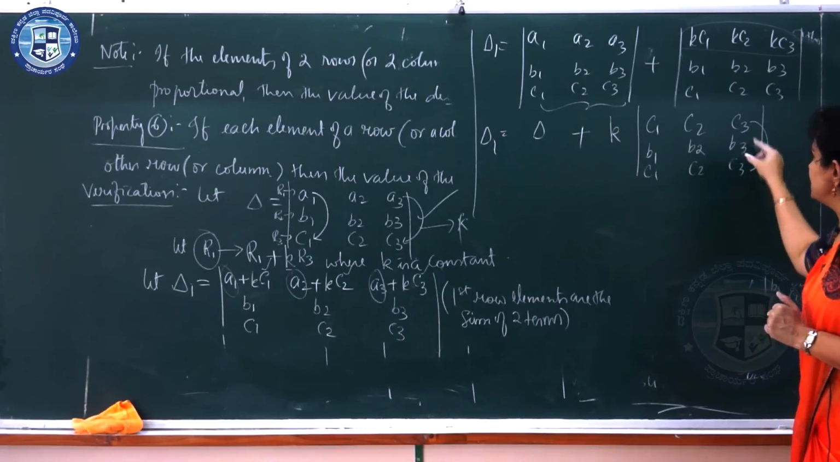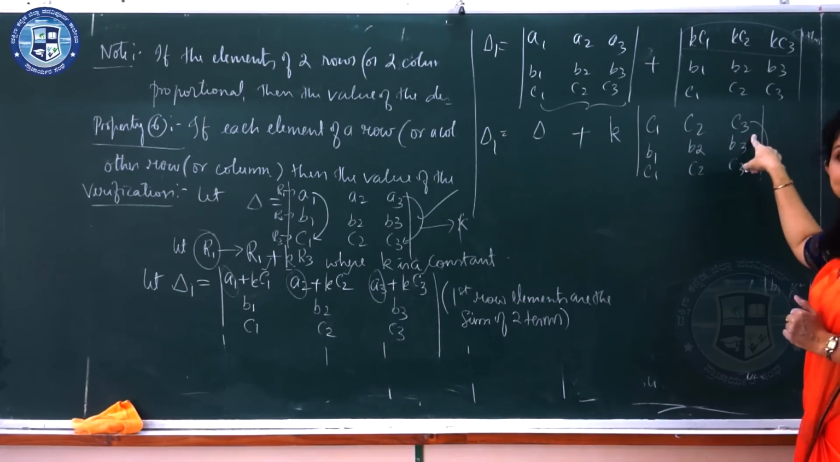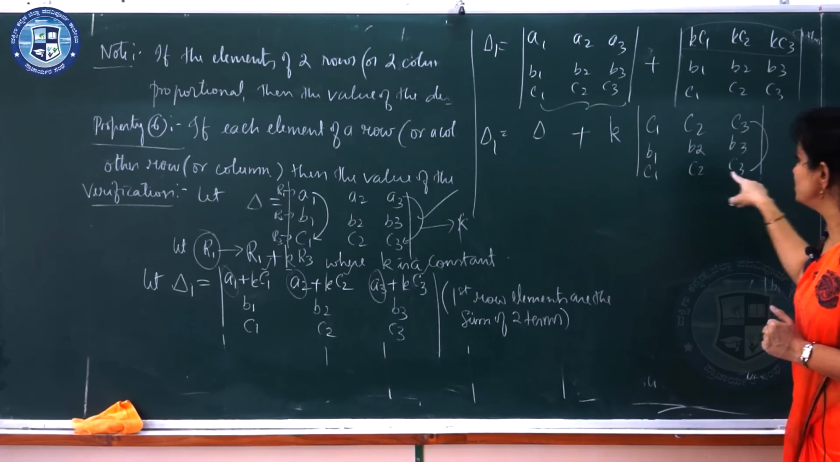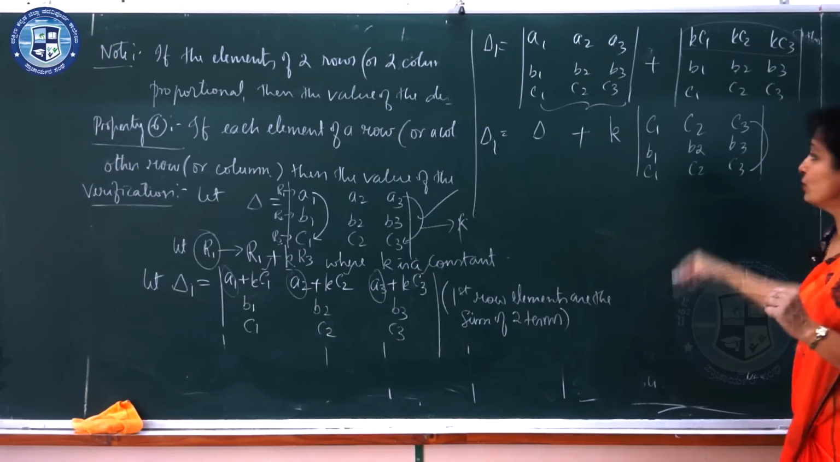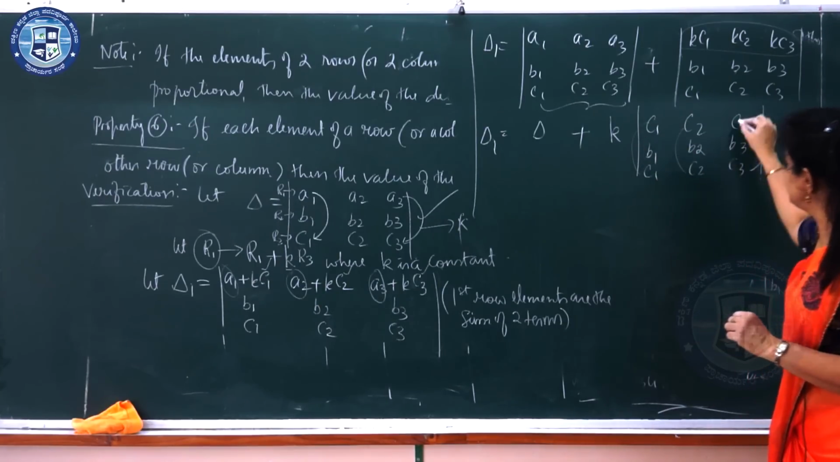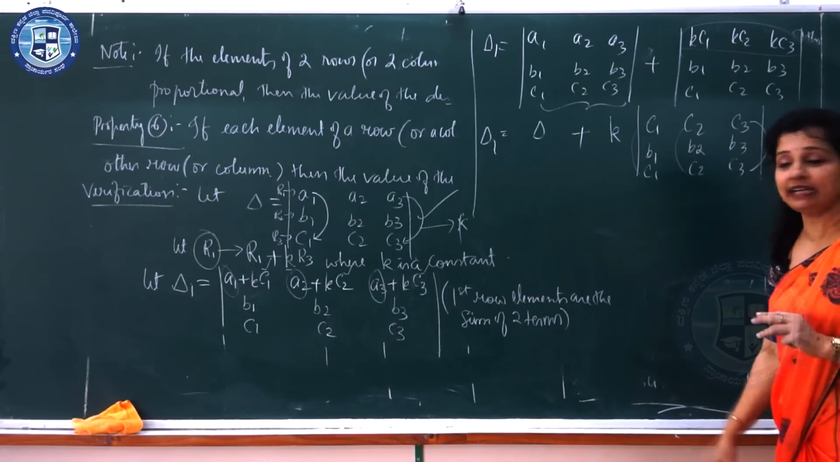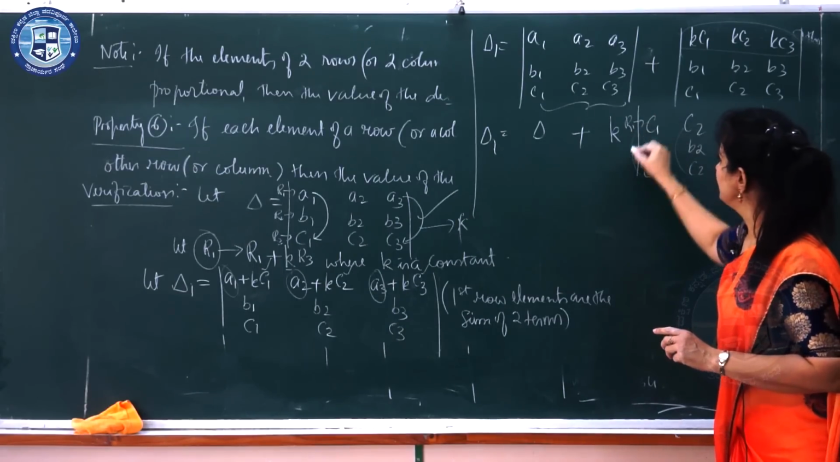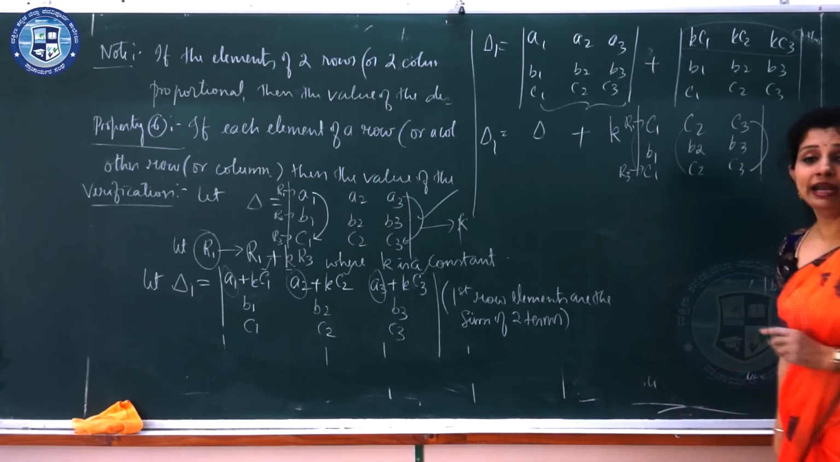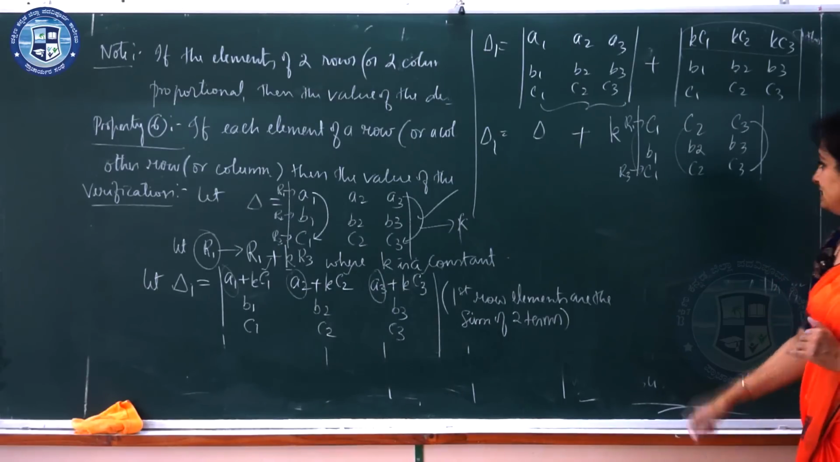C1, C2, C3 are the first row elements. C1, C2, C3 are the third row elements also. Aren't they identical? R1 and R3. Row 1, this is row 3. Row 1 and row 3 are identical.